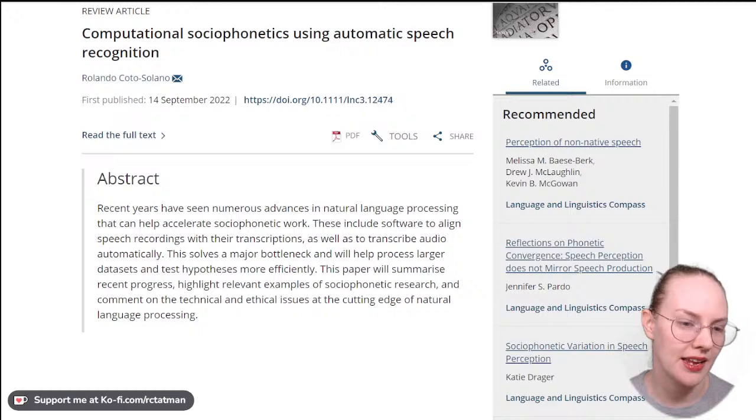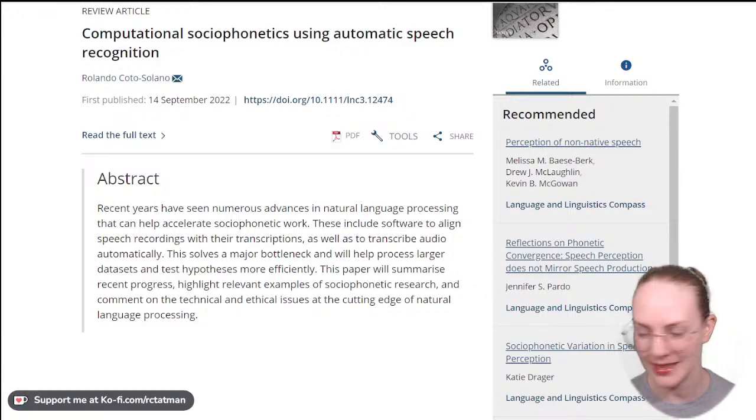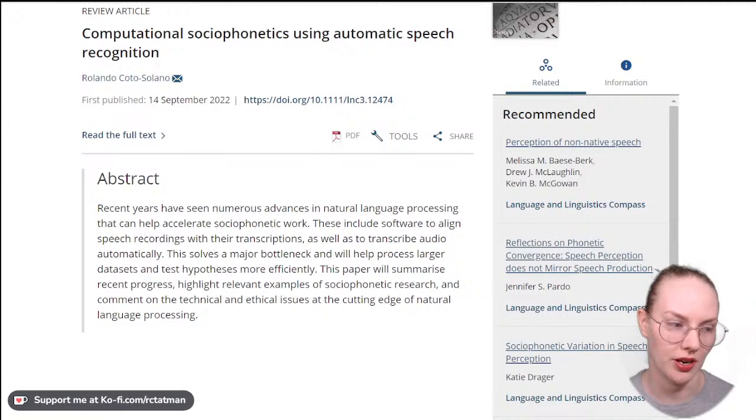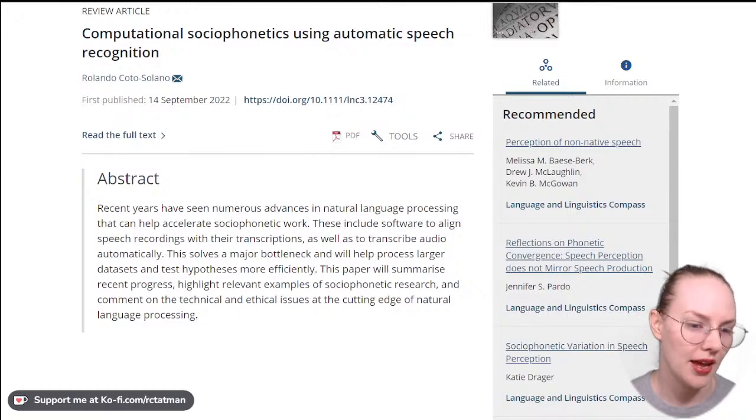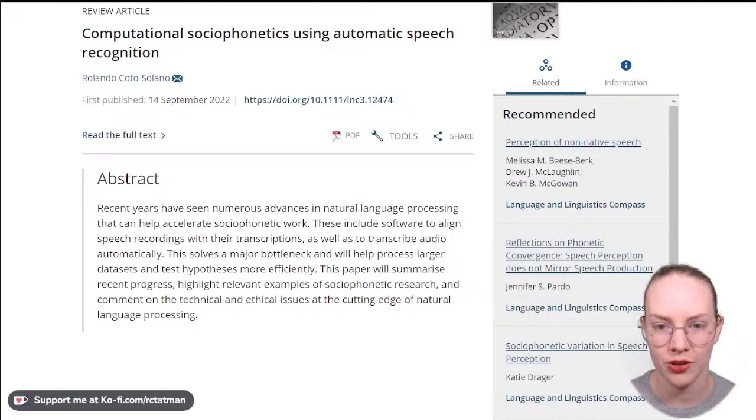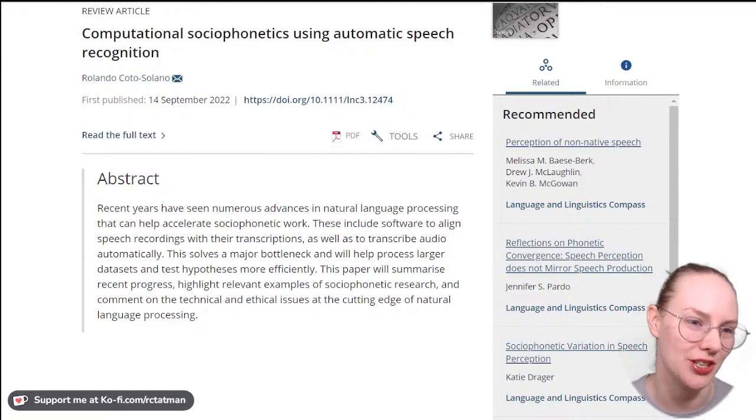Anyway, so basically, this is a review of how sociophoneticians are using computational tools, especially automatic speech recognition, for things like transcription, and then forced alignment, right? So if you have a transcription of an audio file and you want to know where in the audio file each of those sounds occurs, you can do that. So I think it's a helpful and interesting paper. Also, I don't think I've read this middle one because it's been a while, but a lot of these recommended papers are ones that I cited in my dissertation. So yeah.